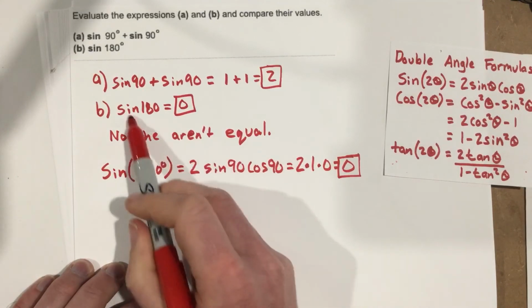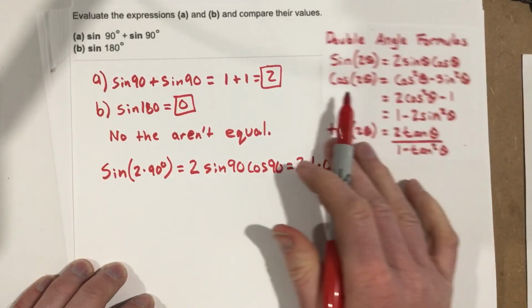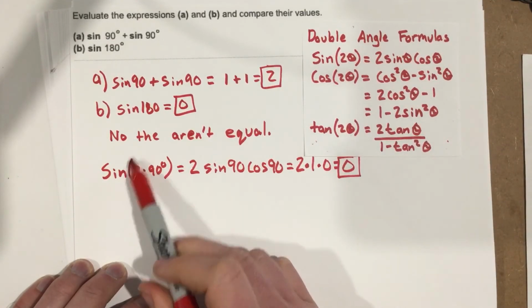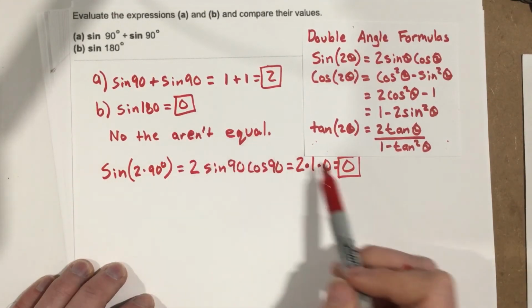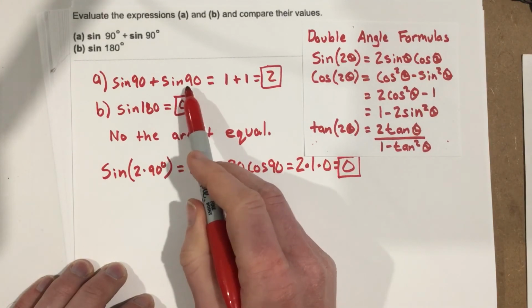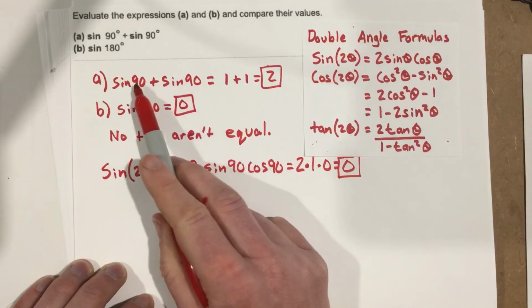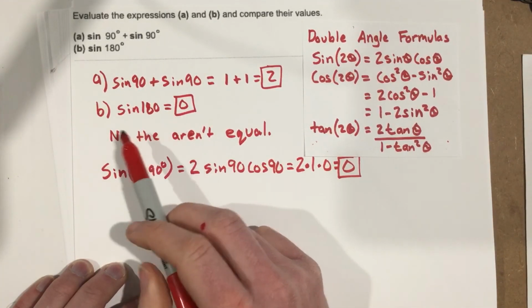So I hope that makes sense. The sine of 180 is the same as sine of 2 times 90, and then we can use our double angle formula to evaluate essentially sine of 180, but using that 90 degrees. So you can see these two things are the same, but sine 90 plus sine 90 is definitely not sine 180. And I think that's a big misconception that students think, is that sine 90 plus sine 90, I can just add the degrees together and write sine 180, and that's definitely not true.